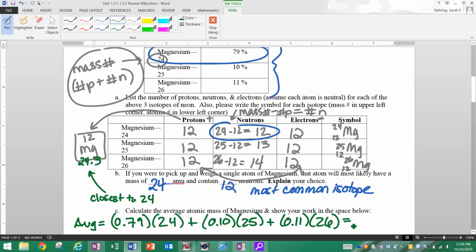And then I'm going to add all those up, and I don't have my calculator with me, but it should end up being 24.3. It should match what's up on the periodic table. So notice that since having a mass of 24 is your most common version of magnesium, your average mass is going to be closest to 24.